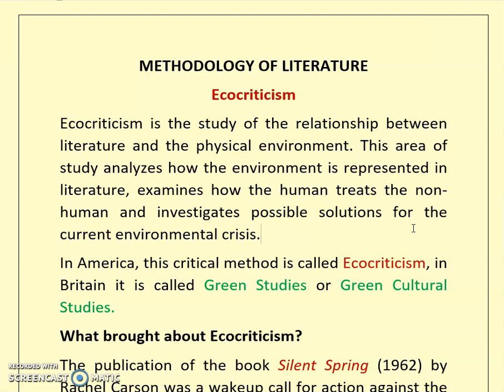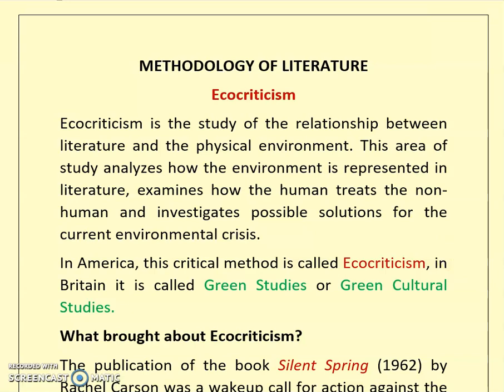This type of criticism is trying to identify the natural element or the environmental element in literature, the role of nature and environment in the story, in bringing about the elements of narration in the story. It tries to identify how the human world treats the non-human world, and etc. And it tries to find out the problems, solutions to the problems that exist in environment. In America, this critical method is called eco-criticism. In Britain, it is called green studies or green cultural studies.